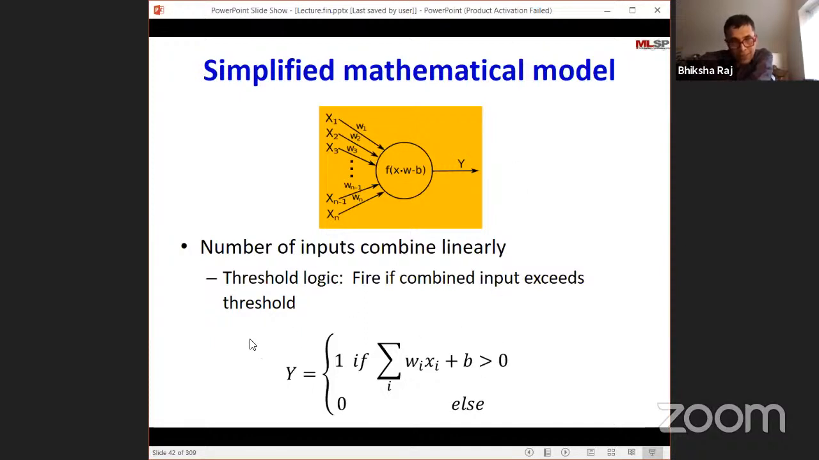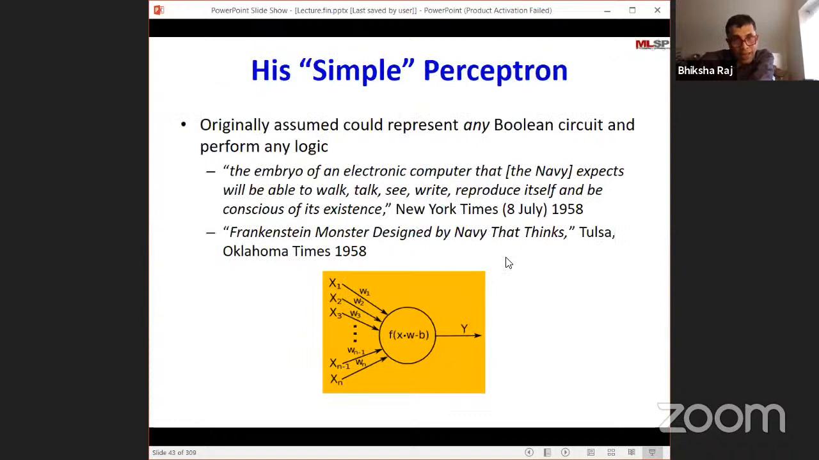So mathematically, you can say the output y equals one if the weighted sum of the inputs plus a bias, which is the same as the negative of the threshold, is greater than zero. Otherwise, the output is zero. So this is threshold logic. And he showed, as we will see later in this lecture, that this threshold logic can perform all kinds of amazing computations.